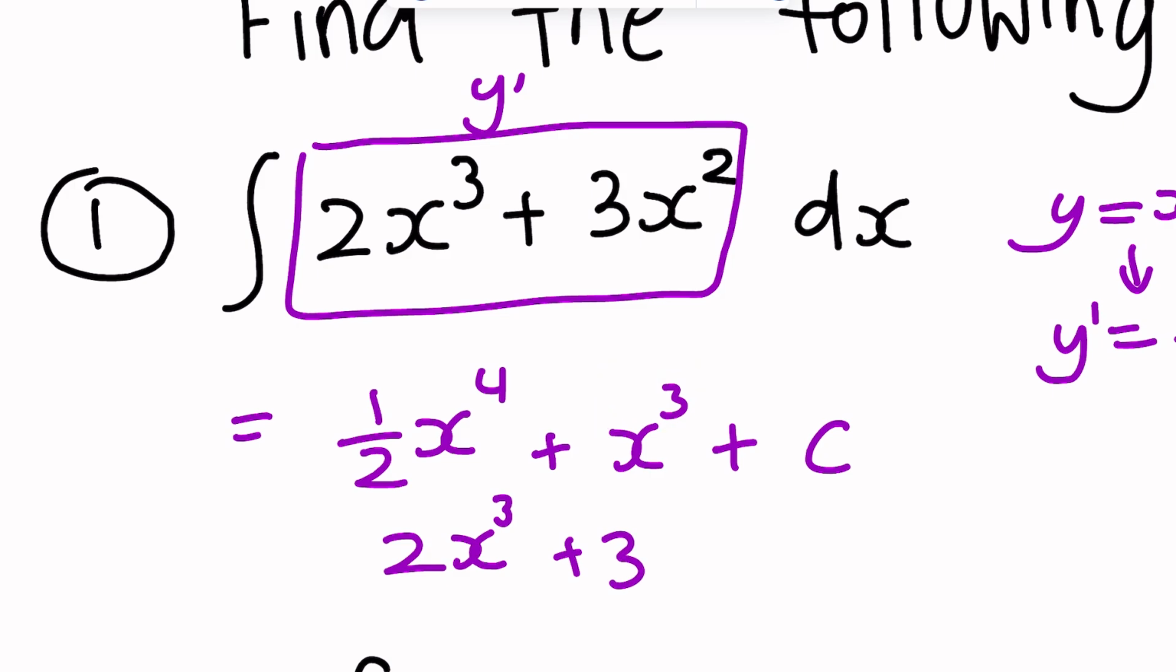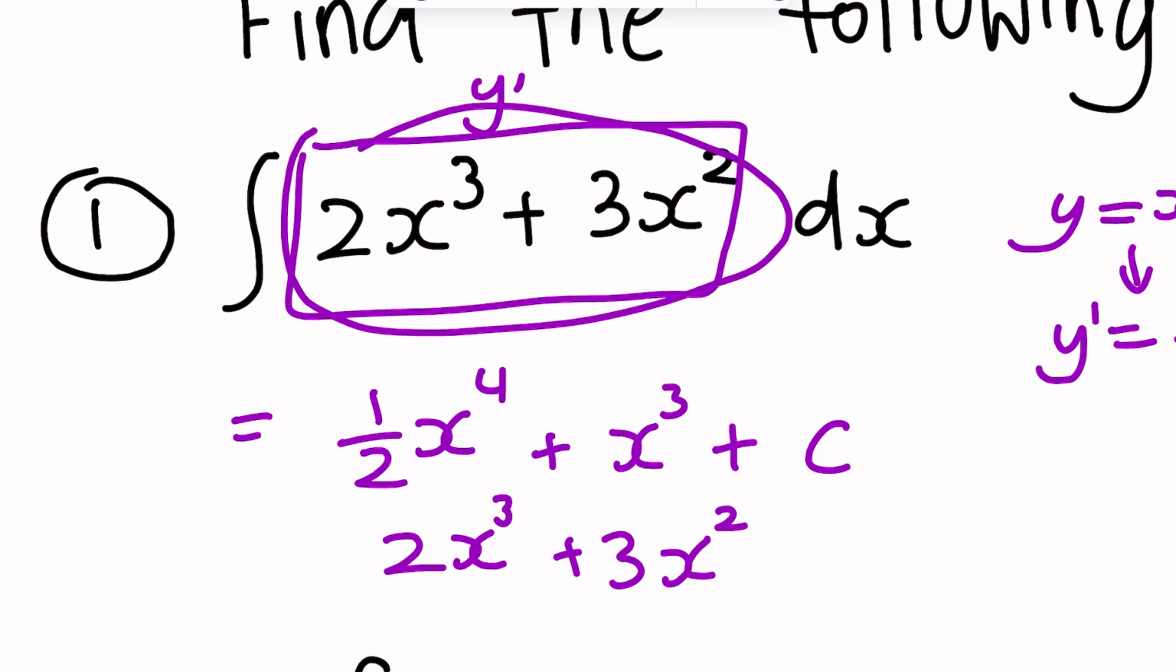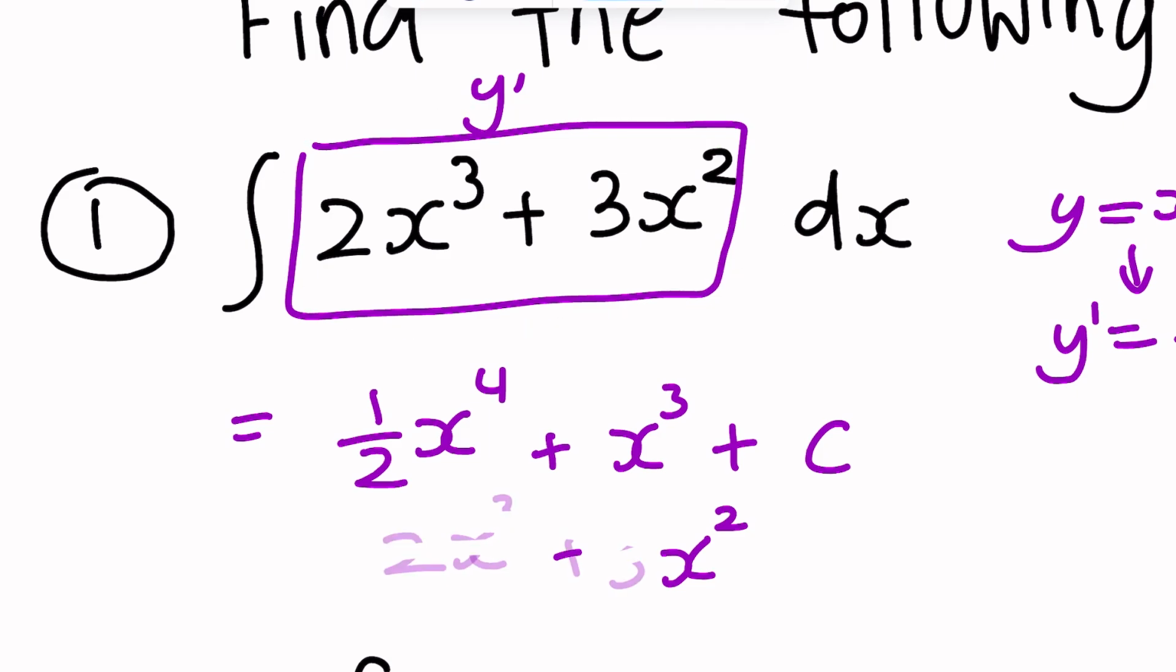And here, this 3 moves to the front. So it's going to be 3x, and that power subtracts by 1. It's going to be x squared. And if you take a look, that's exactly the same. So we know that we got it right.